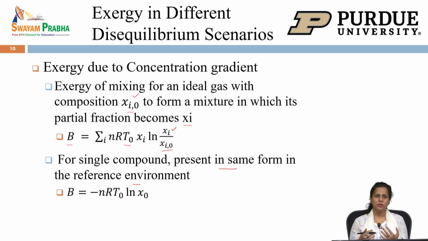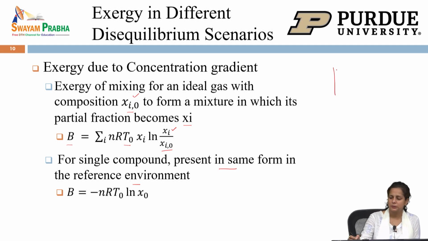So, the first one is of course your pressure gradient. Whenever you have a process, you might have streams that are at a different pressure than their reference state. In that case, what we mean is that the exergy is the amount of work that has been done to raise the pressure of that stream.